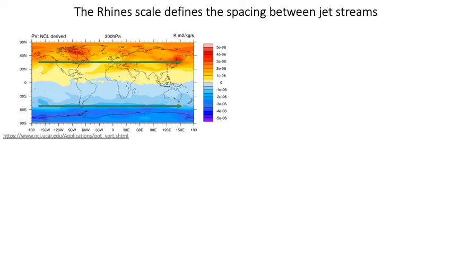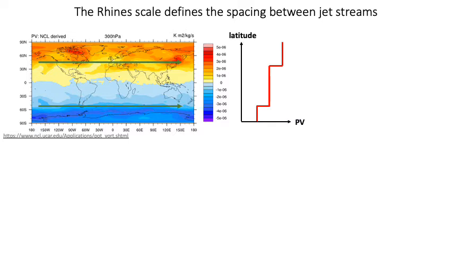The second application is that the Rhines scale defines the spacing between jet streams generally on rotating planets. So here is our Earth. If you recall, we've mentioned that we generally have one jet stream, but we formally have a mid-latitude and a subtropical jet stream, though they're often merged together. This is a map showing the distribution of potential vorticity. You can see it varies mostly in latitude, from low values to high values, from the southern to northern hemisphere. And the green arrow denotes generally where the jet stream is.